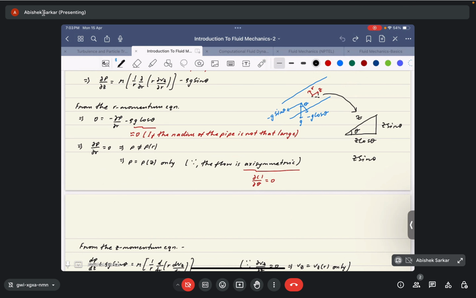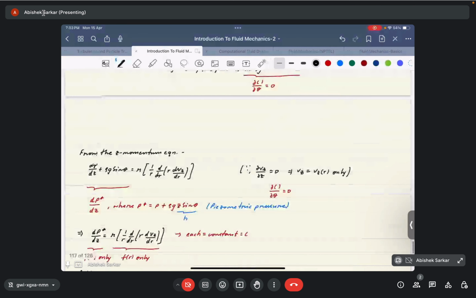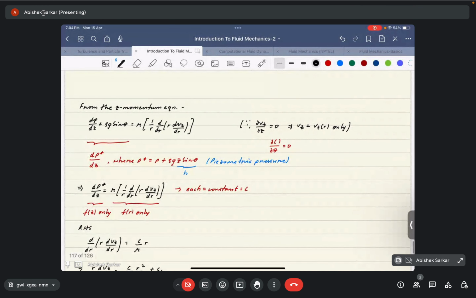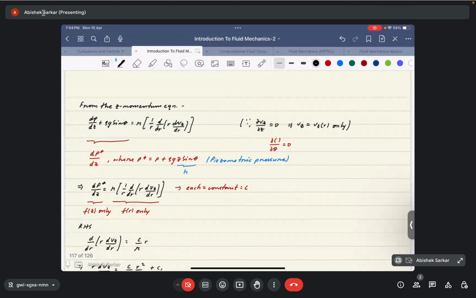I go back, I'm sorry. Then z sin theta will basically imply the vertical height through which the variation of pressure is going to take place. So z sin theta will be equal to the vertical displacement of the fluid. Keeping that idea in mind, we can write p star is equal to p plus rho g z sin theta, which is equal to p plus rho g h, which basically tells us this is the piezometric pressure.